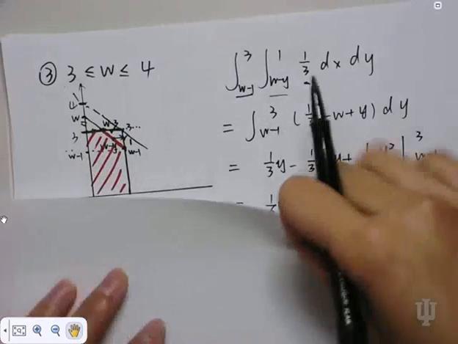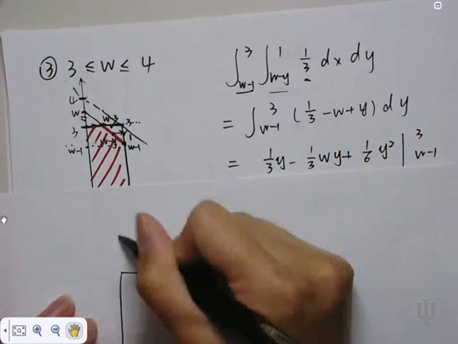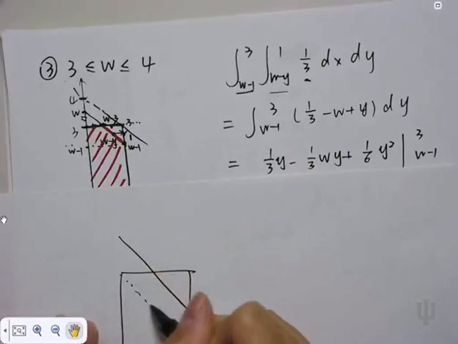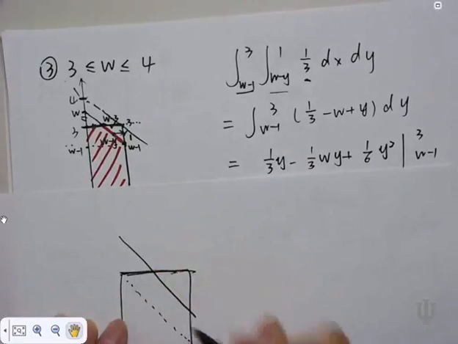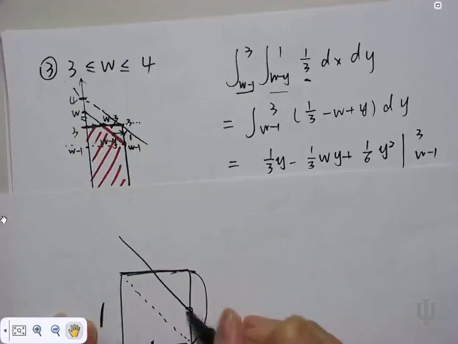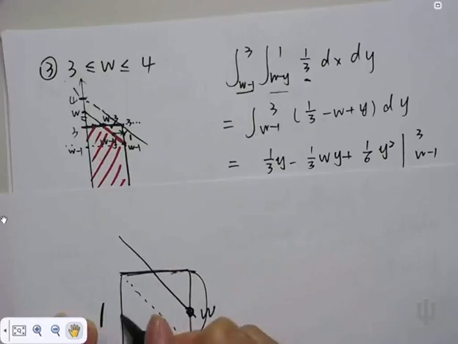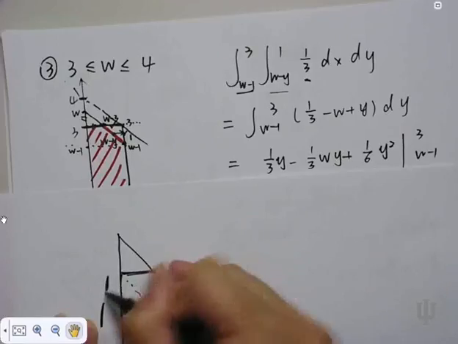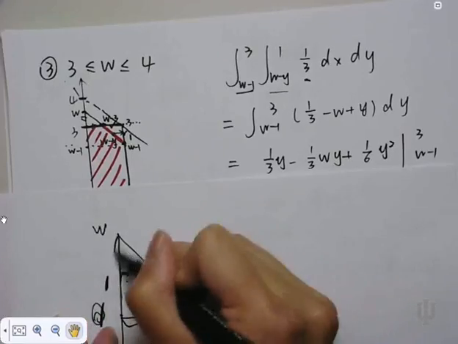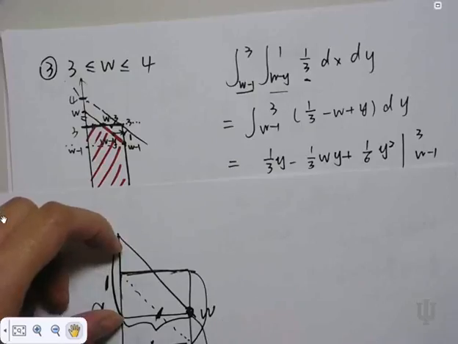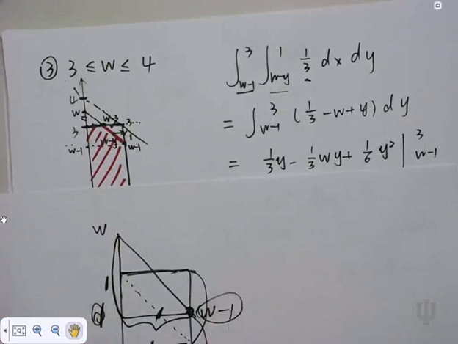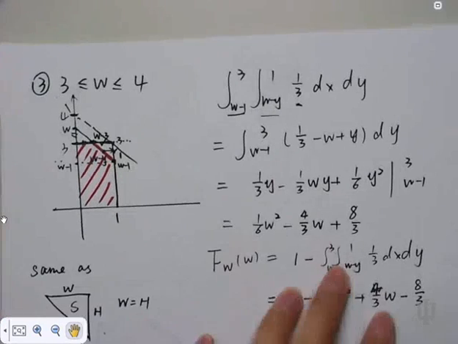Not good. You know this is 1. This is 1. This is 1. This is 1. This is 1, right? This is W. So W minus 1 is this height, right? So this is W minus 1. And I do the integration, I will get this.